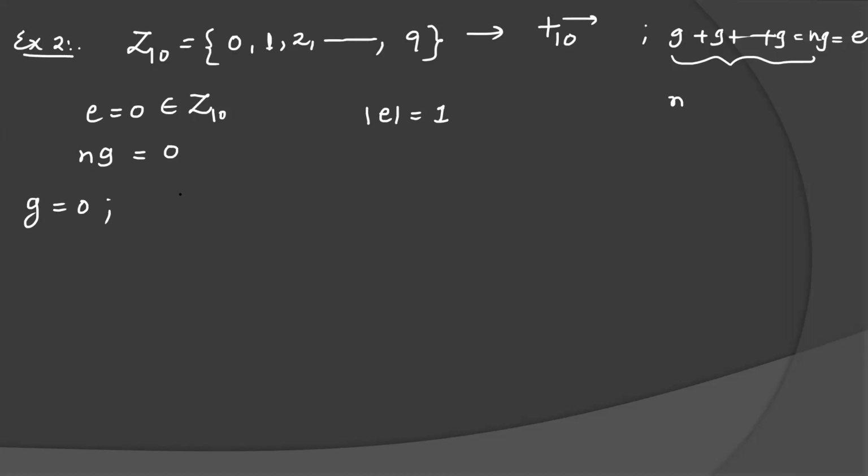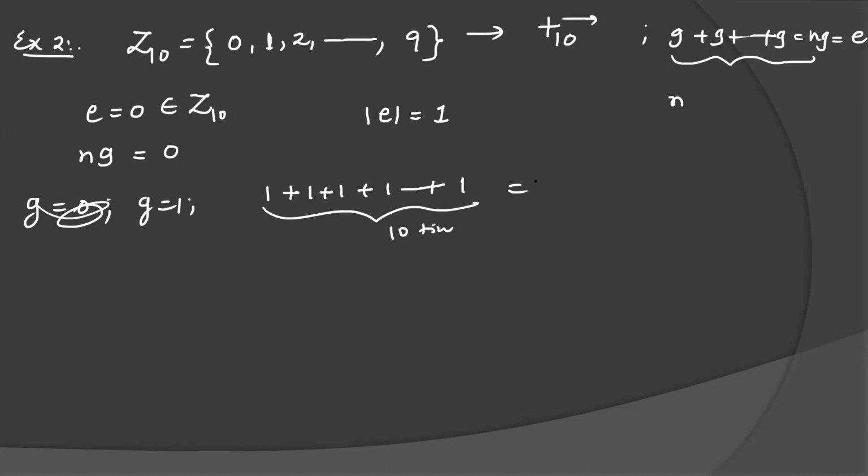Remember this. It will work in most cases, addition and multiplication. In the case of 1, if g equals 1, how many times should we add? 1 plus 1 plus 1 plus 1. I think if we add 10 times, 10 into 1, then it will be 0, because divided by 10, your remainder will be 0. That will be the identity element. So the order of 1 is 10 here.